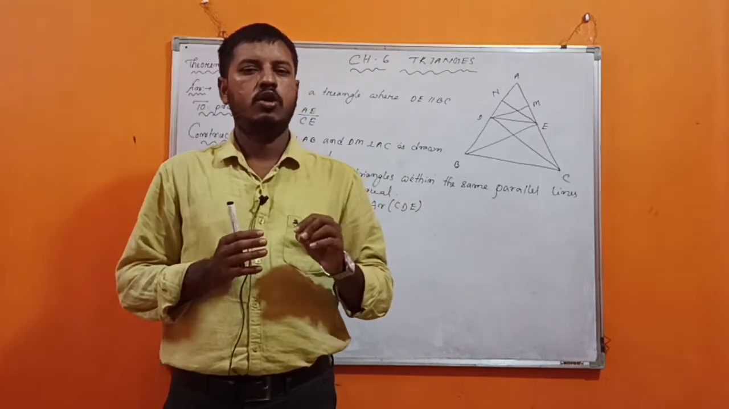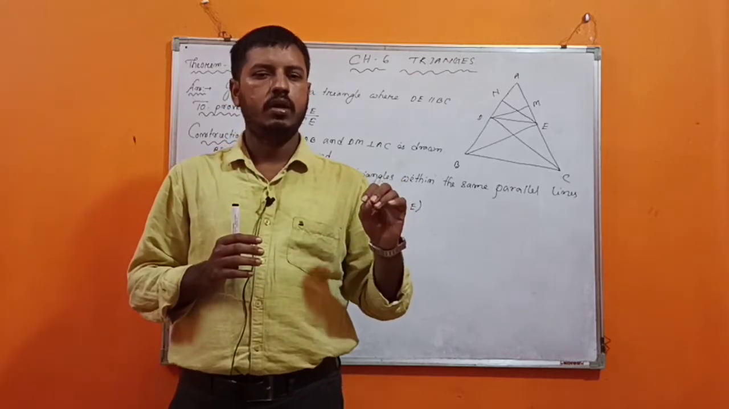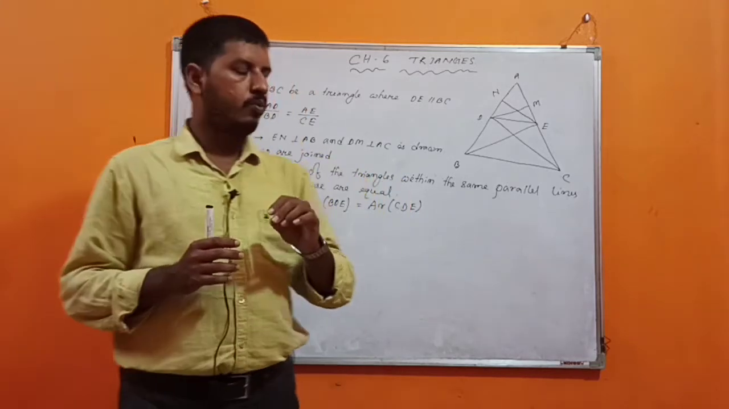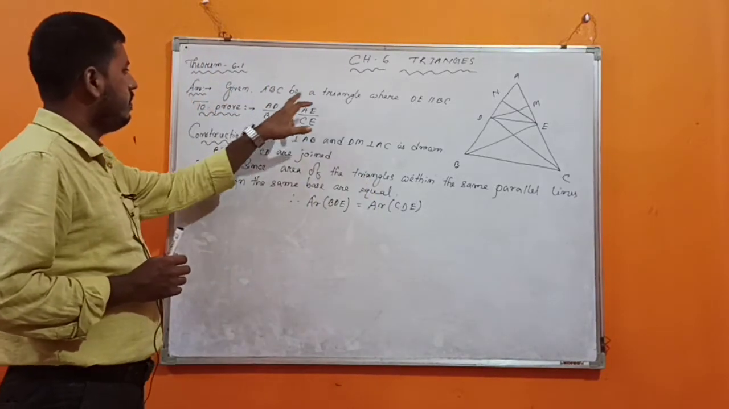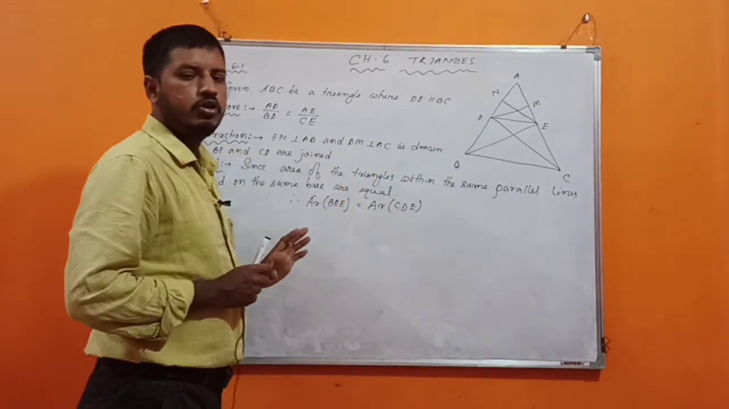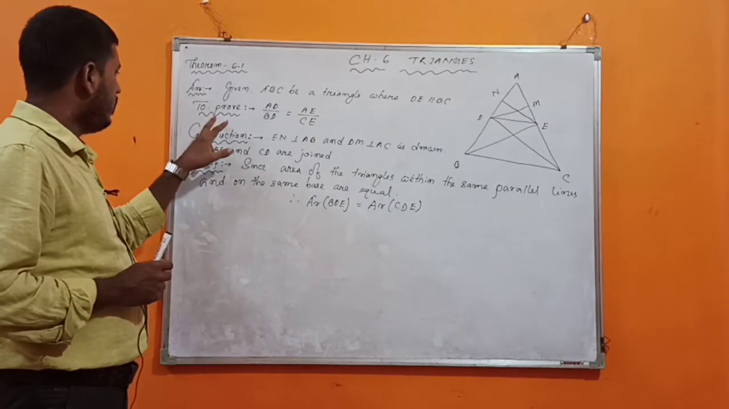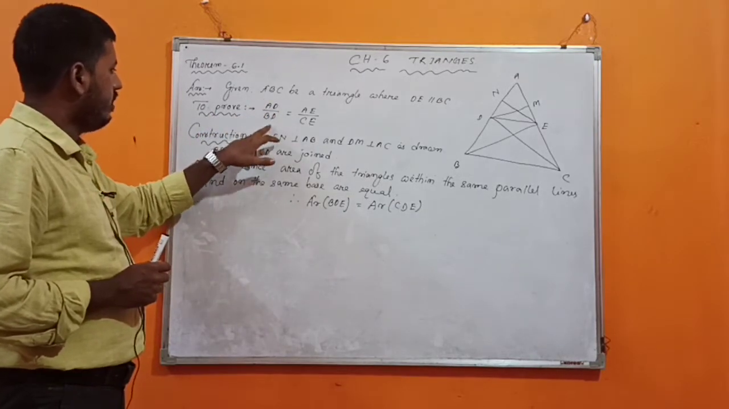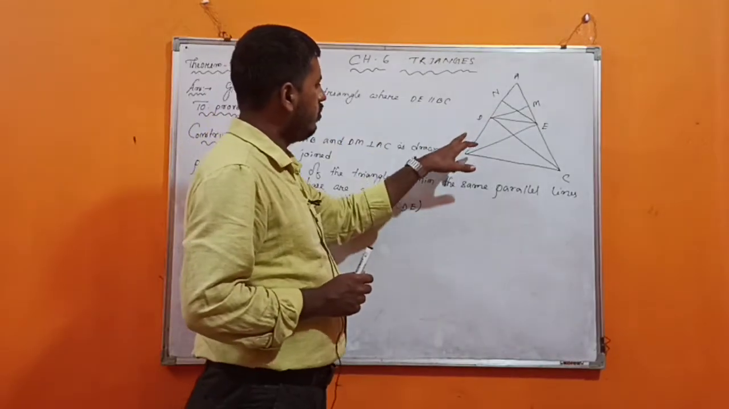Taking the answer, we have to write the given portion, which is given in the question. Then after that we have to write the proof, that is what I have written in the answer. Given ABC a triangle where DE is parallel to BC. In the question it is given this, and to prove, that is we are to prove AD by BD equal to AE by CE.